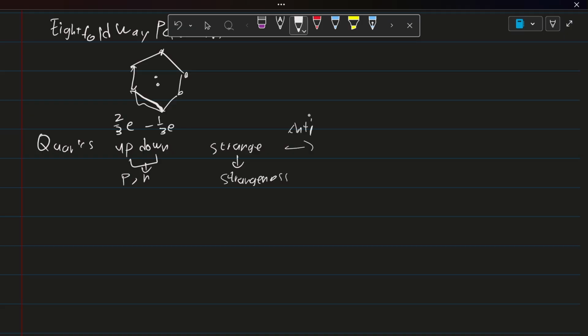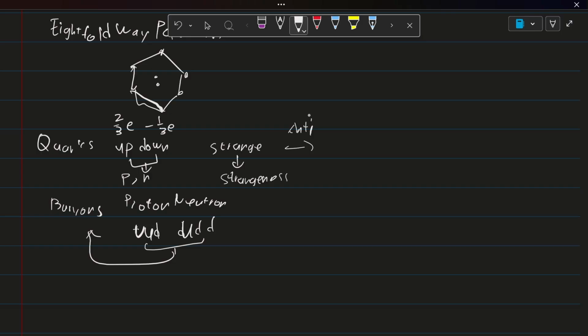And if you try to build them up into baryons, like the proton and neutron, they would be up, up, down and up, down, down. So it turns out that there's a triad, and a triad corresponds to a baryon. So if you have a triplet of quarks, that means that it will be a baryon. And the main reason for this is that baryons are the ones which have an odd half-integer spin. And it turns out that quarks have half-integer spins.